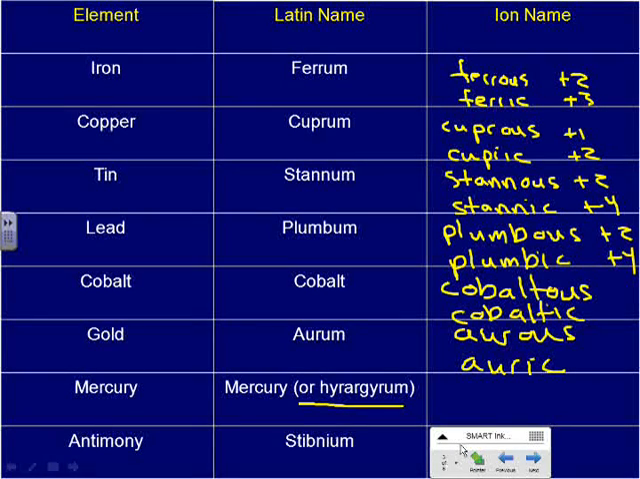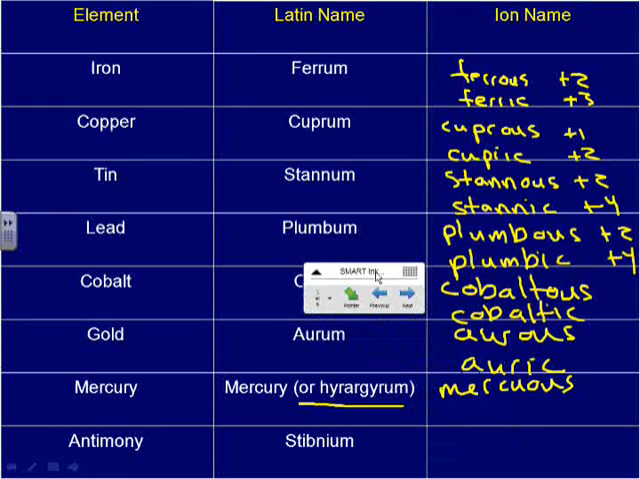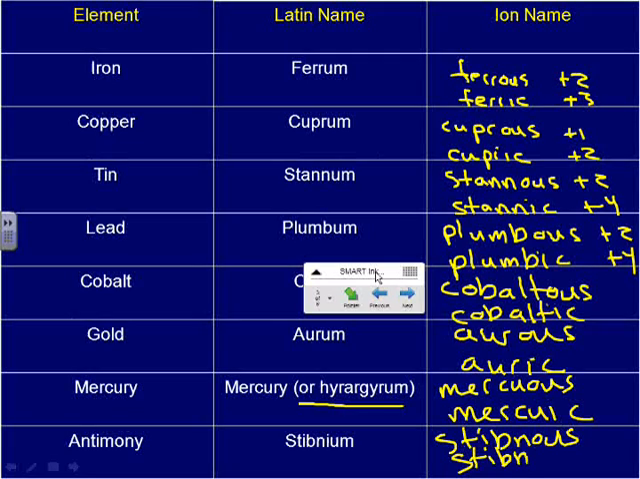So for mercury, maybe because no one can actually say this word, they say mercurous and mercuric. And antimony is stibium. Again, like where does that come from? That's where it comes from. Antimony is stibium, and so that's stibous. That's funny too. And stibic. And again, you can check your table for the charges. All right?